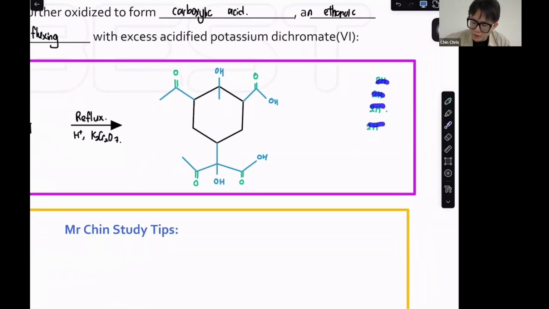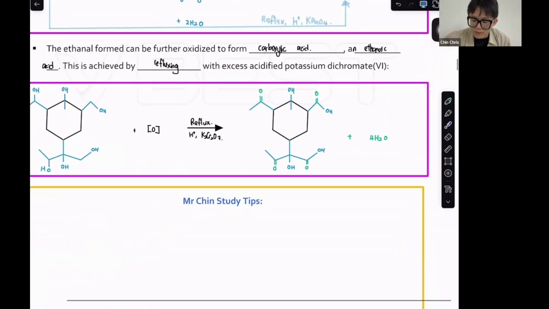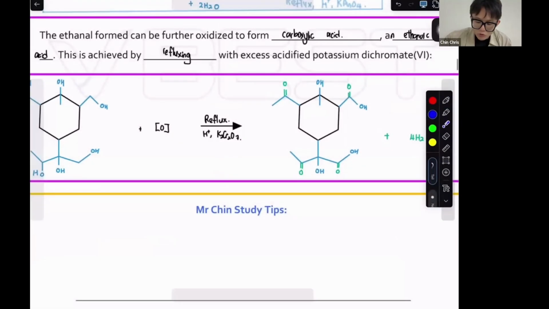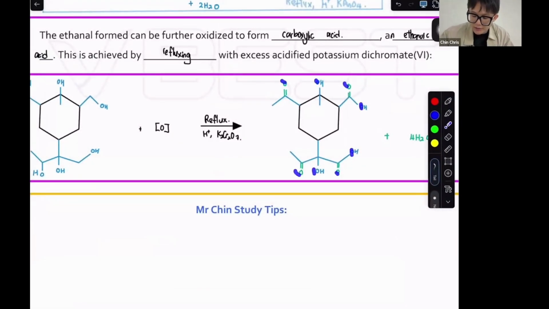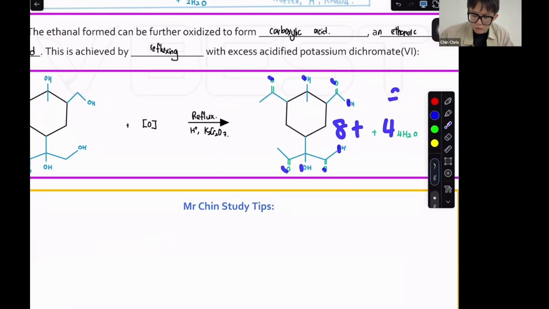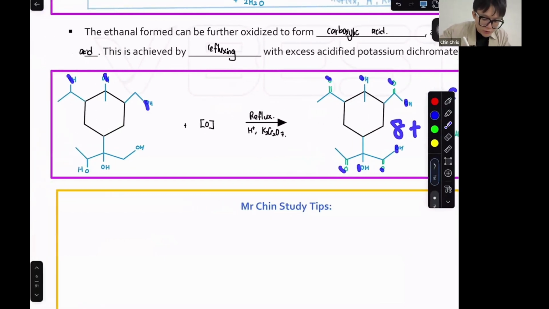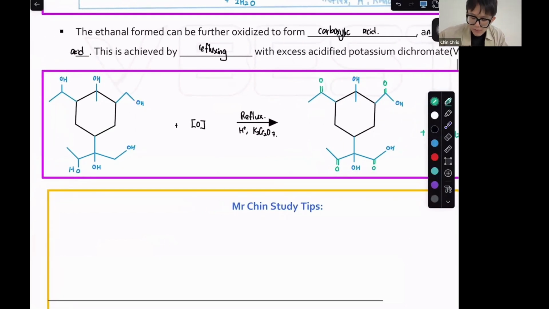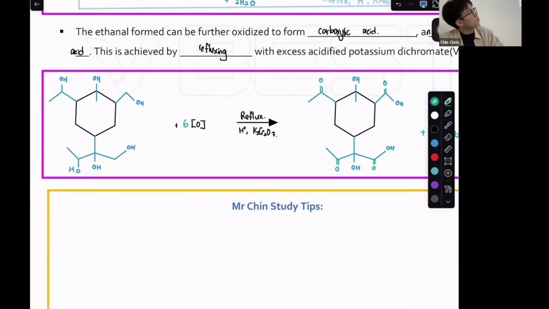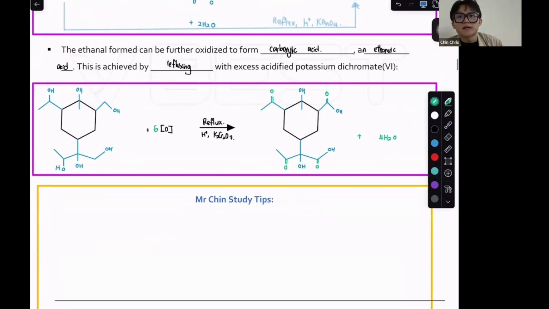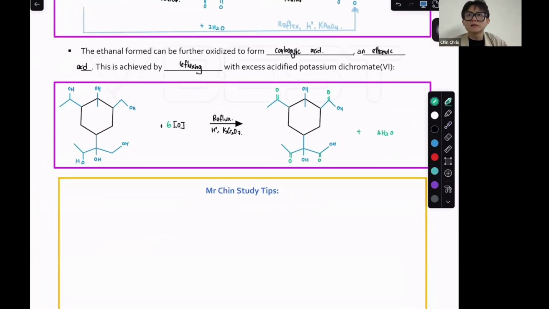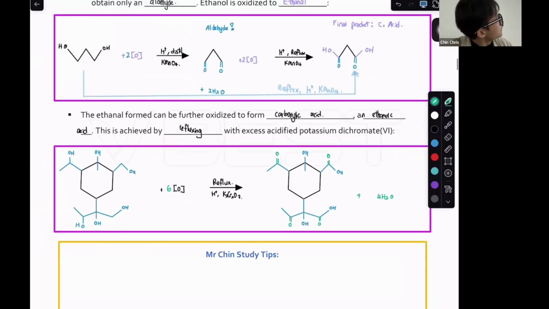So how many moles? 1, 2, 3, 4. You get 4 H2O because you need to balance the hydrogen. After that, you can balance your oxygen. How many? 1, 2, 3, 4, 5, 6, 7, 8. 8 plus 4 is 12. This one has 1, 2, 3, 4, 5, 6. So 6. Then you have to put 6 O to balance it. Done. That's how you balance the entire equation. Clear? Fun or not?